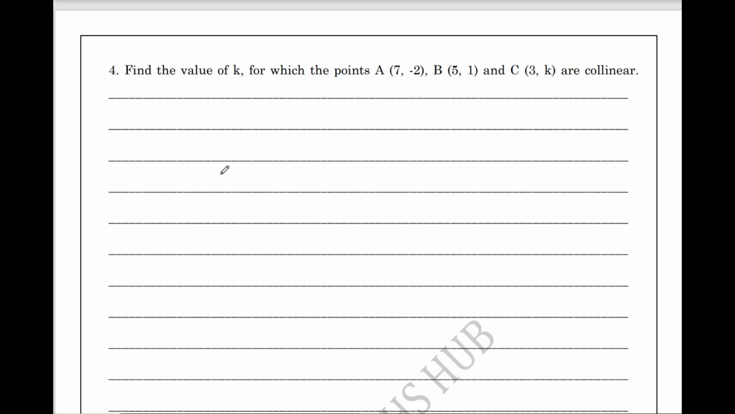What is the first step? The first step is to list down the points and name them as what? x1 y1, x2 y2 and x3 y3. Then write down the given condition. What is the given condition here? The points are collinear. If the points are collinear, that means the area of triangle is equal to 0. And substitute the values of x1 y1, x2 y2 and x3 y3 and simplify, you'll get the value of k.